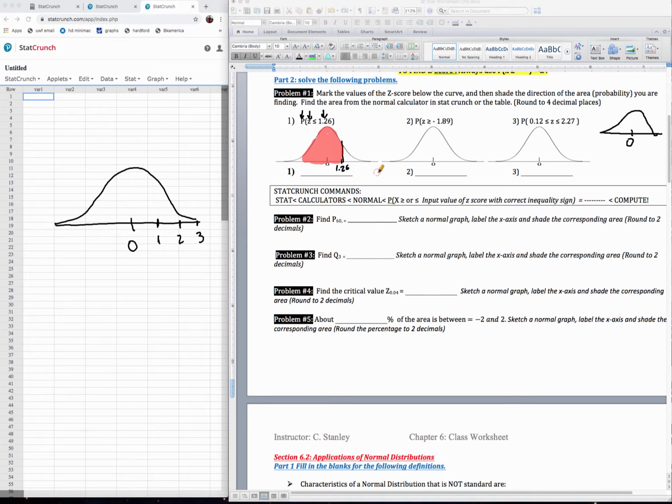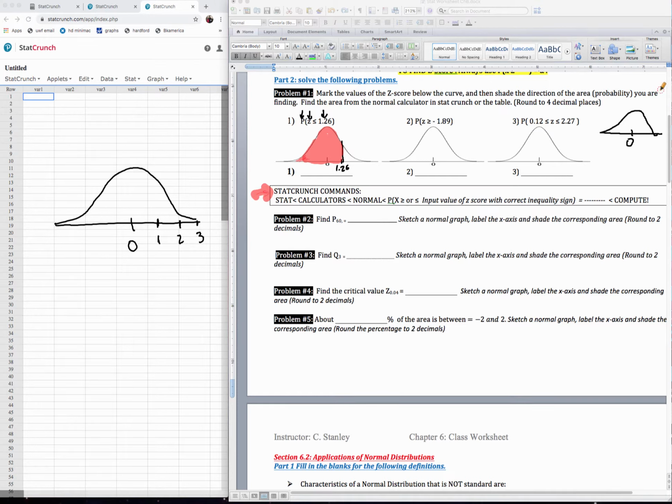Okay, so to find this shade, that's what they want you to find. Now remember, the whole curve is 100%, so this is not the whole curve, so this is going to be less than 100%. So let me show you how to do that. And then they show you how to do it right here. That's how you do it right there.